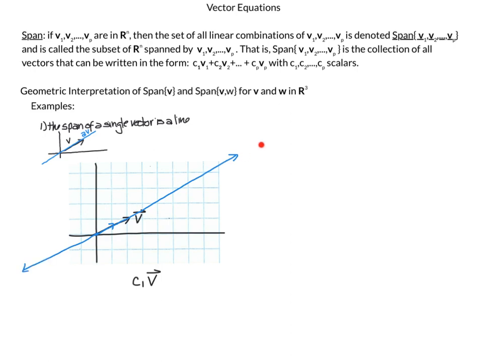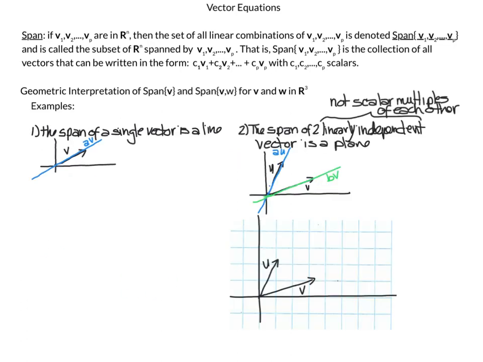So you can see we get this line. A single line would represent c1 times v. Our next example is the span of two linearly independent vectors is a plane. And by linearly independent, I mean they're not just scalar multiples of each other. In other words, not just the same line, just multiplied by some scalar.